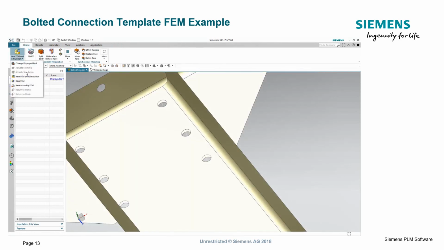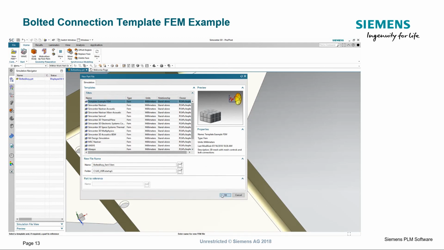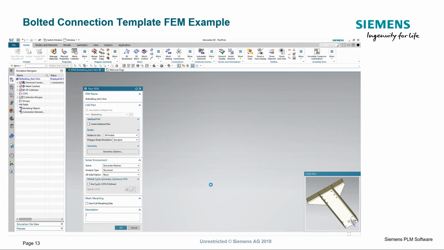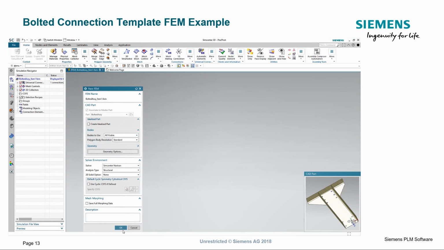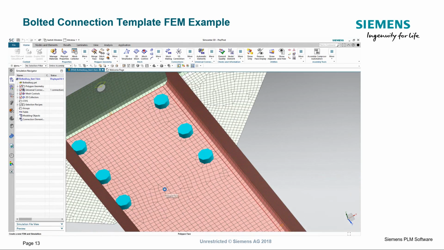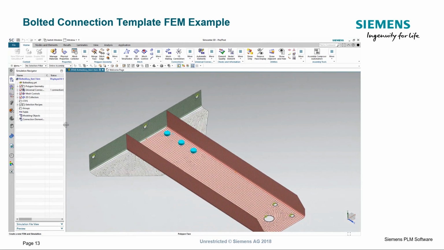So next we'll go ahead and create a new FEM, and we'll be careful to select the template FEM that we were just taking a look at. Also, because we need those curves, we'll make sure we include those in the objects to bring into the FEM, and you can see that those bolts have already been created, as well as the mesh, automatically based on those selection recipes.